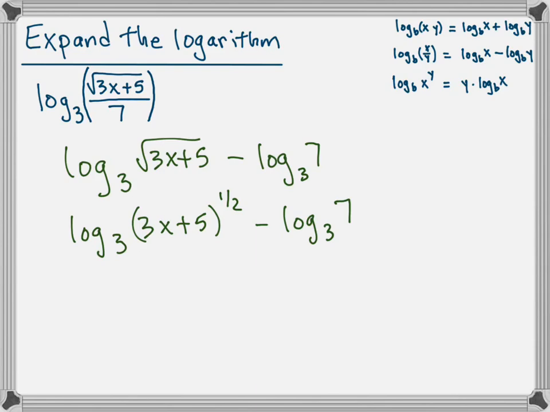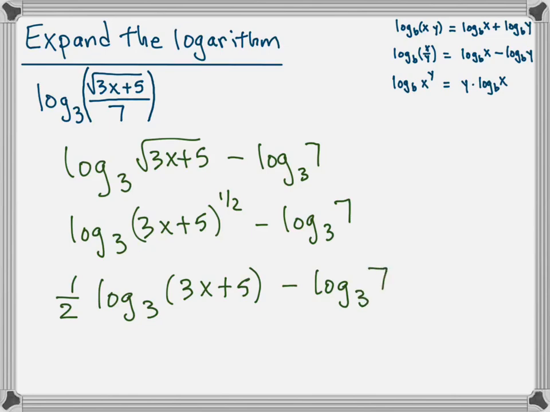All right, so we've got a 1/2 in the exponent, which means this 1/2 can slide in the front as a coefficient. So I can write this as 1/2 log base 3 of 3x plus 5, and then minus log base 3 of 7. All right, and there's your fully expanded logarithm for that one.